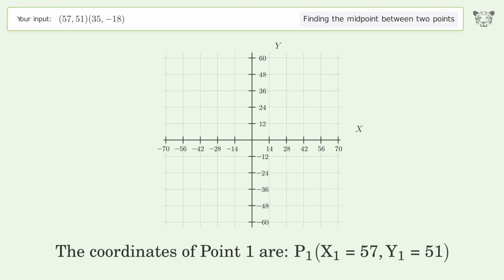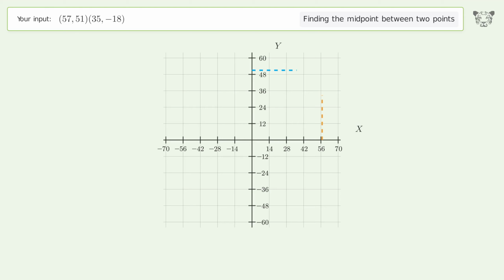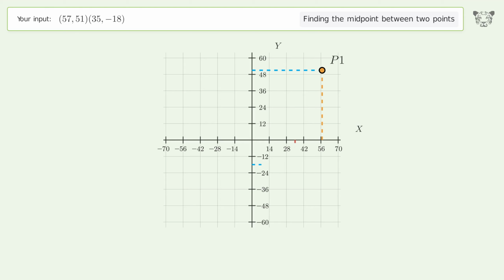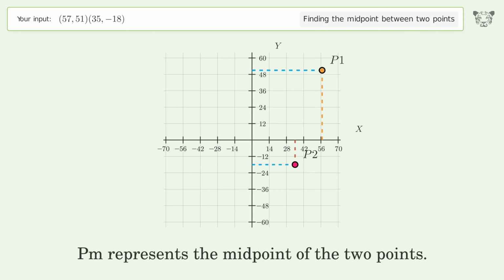The coordinates of point 1 are, x1 equals 57, y1 equals 51. The coordinates of point 2 are, x2 equals 35, y2 equals -18. PM represents the midpoint of the 2 points.